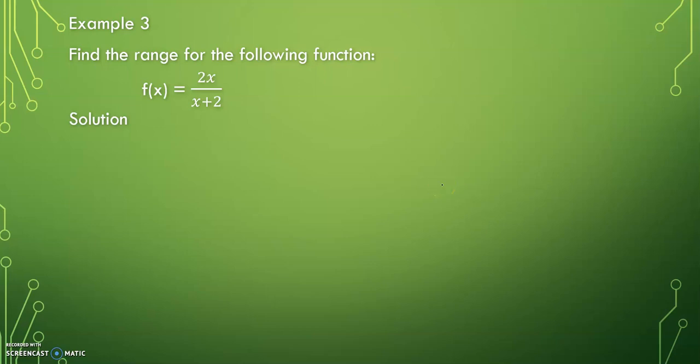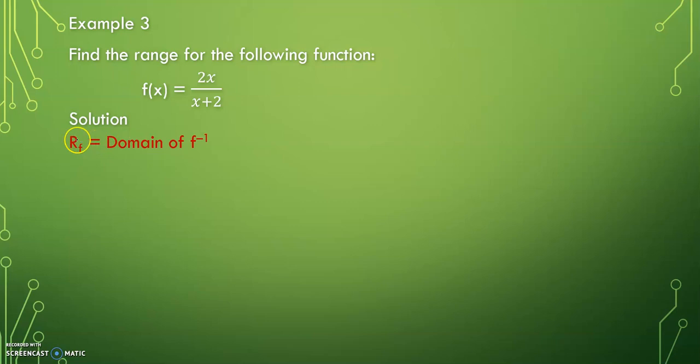We look at example 3. Find the range for the following function. So f(x) is equal to 2x over x plus 2. This is a rational function. Actually, in order to find the range for a rational function, it's quite different compared to the previous example. So let's look at the solution.